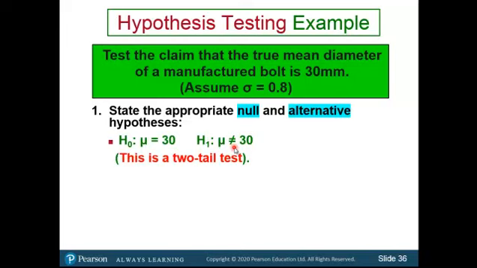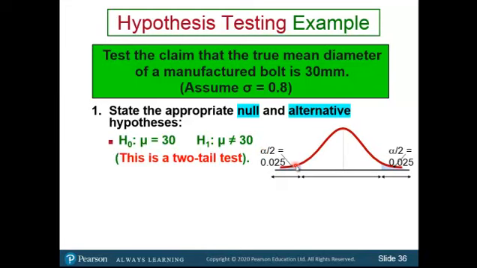Since this is a not equal sign, that indicates this is a two-tailed test. However, if we use greater than or less than symbol, that indicates it is a one-tail test. So greater than or less than indicates one-tail test, while not equal to indicates two-tail test. So here we draw our normal distribution, where in this distribution we have two areas, rejection areas, to the left and to the right.